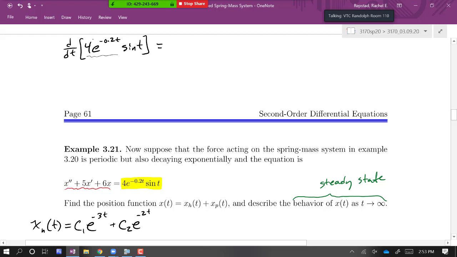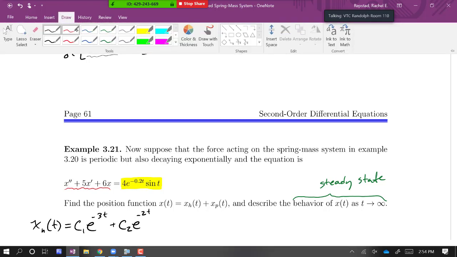Negative 0.2 times 4 is negative 0.8 e to the negative 0.2t sine t, and then plus 4e to the negative 0.2t times cosine t. That's just the first derivative.